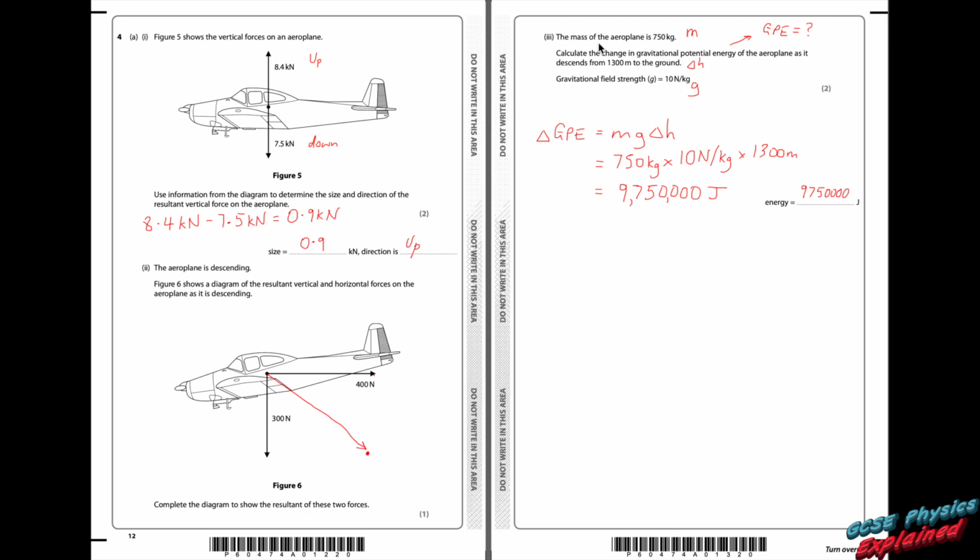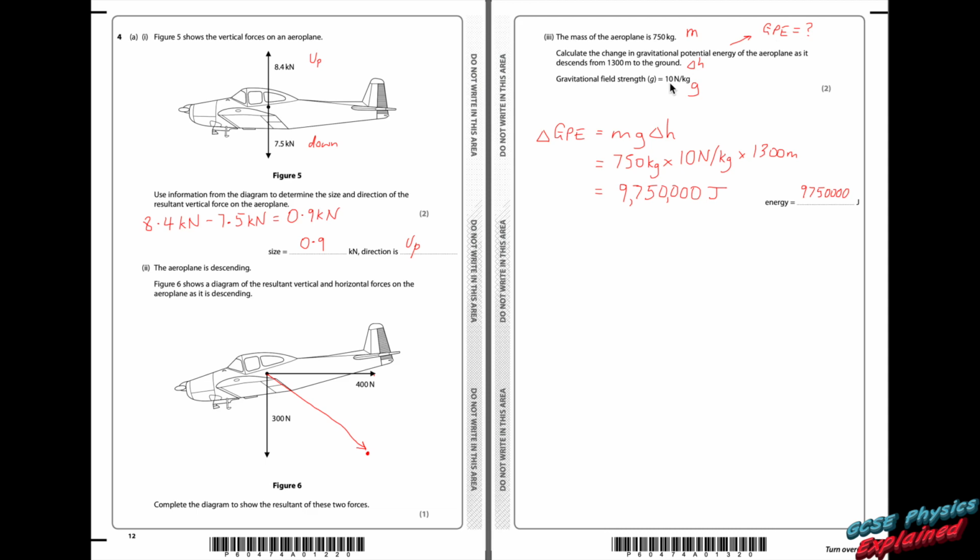Part 3. The mass of the aeroplane is 750 kilograms. So write down what you know when you know it. So there's the mass. Calculate the change in gravitational potential energy of the aeroplane as it descends from 1,300 meters to the ground. So that's our change in height, and we're trying to work out the gravitational potential energy. So that's our target.